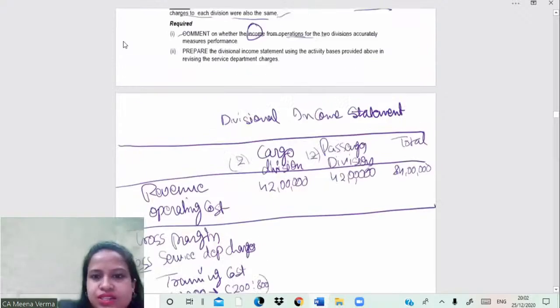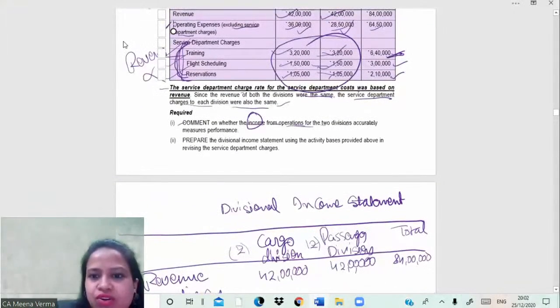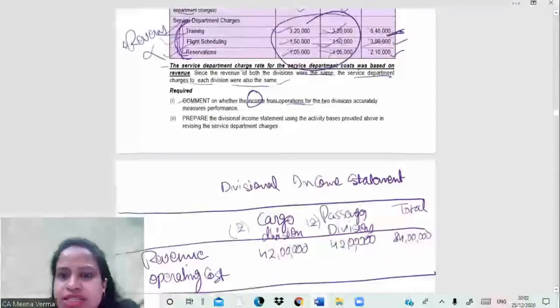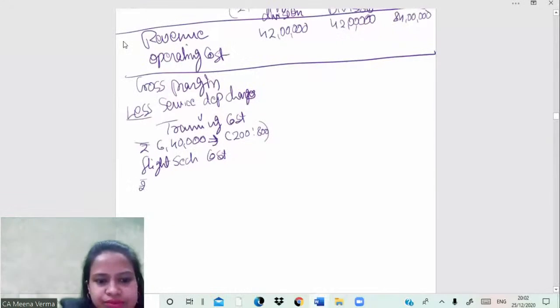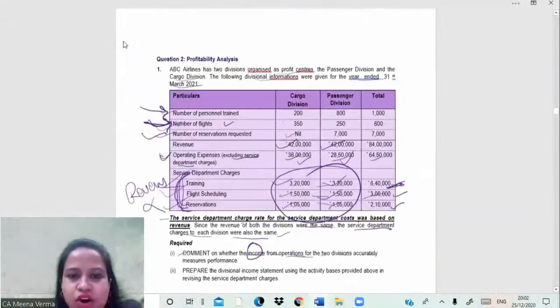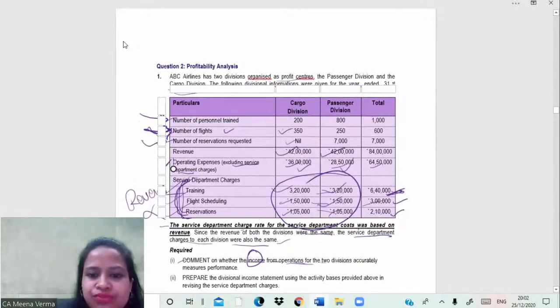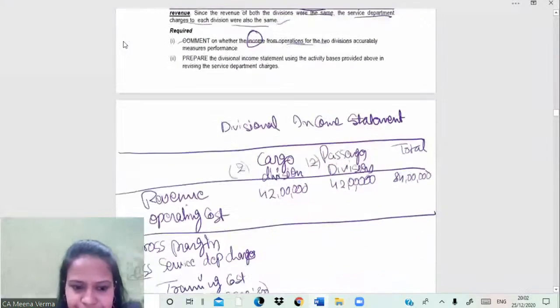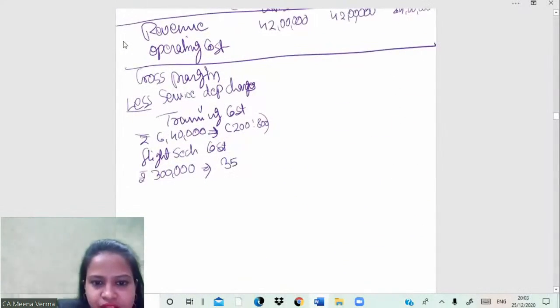Next is flight scheduling cost, which is 3 lakh. How will you apportion this 3 lakh cost? You will apportion it on the basis of the number of flights, which is 350 and 250. Apportion them on this basis. Okay?